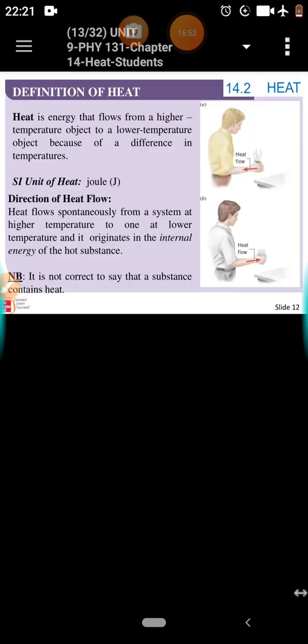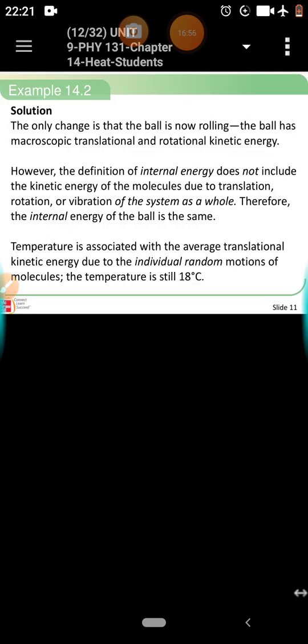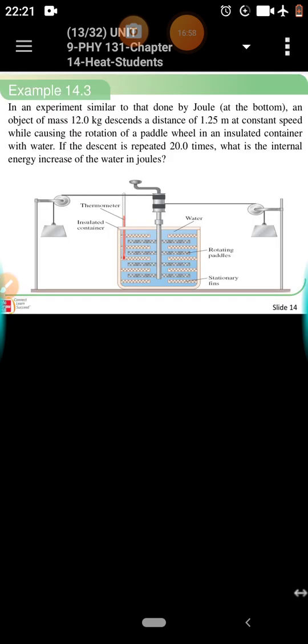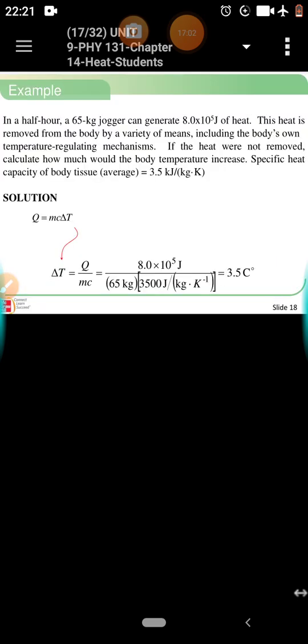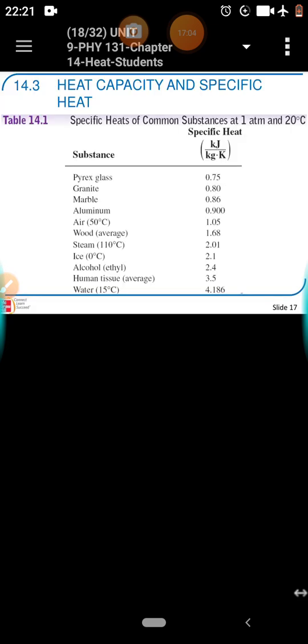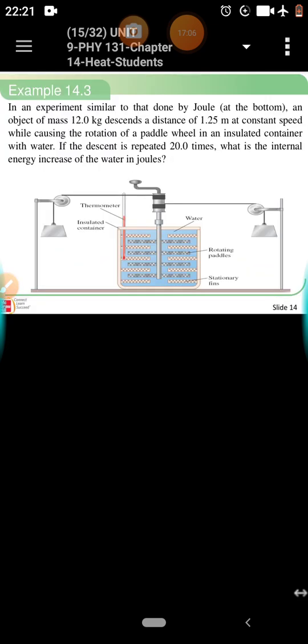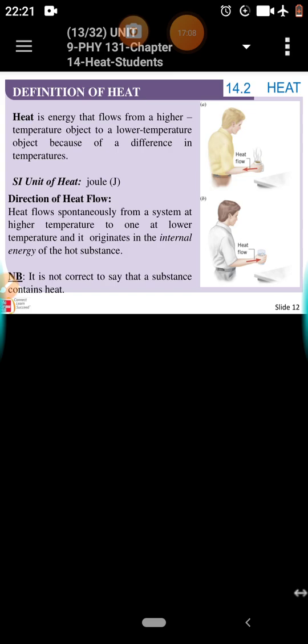So now maybe, okay, I've explained this part. I don't know whether to start this part. Okay, so let's go to maybe reading. So let's talk about heat now. So the definition of heat.